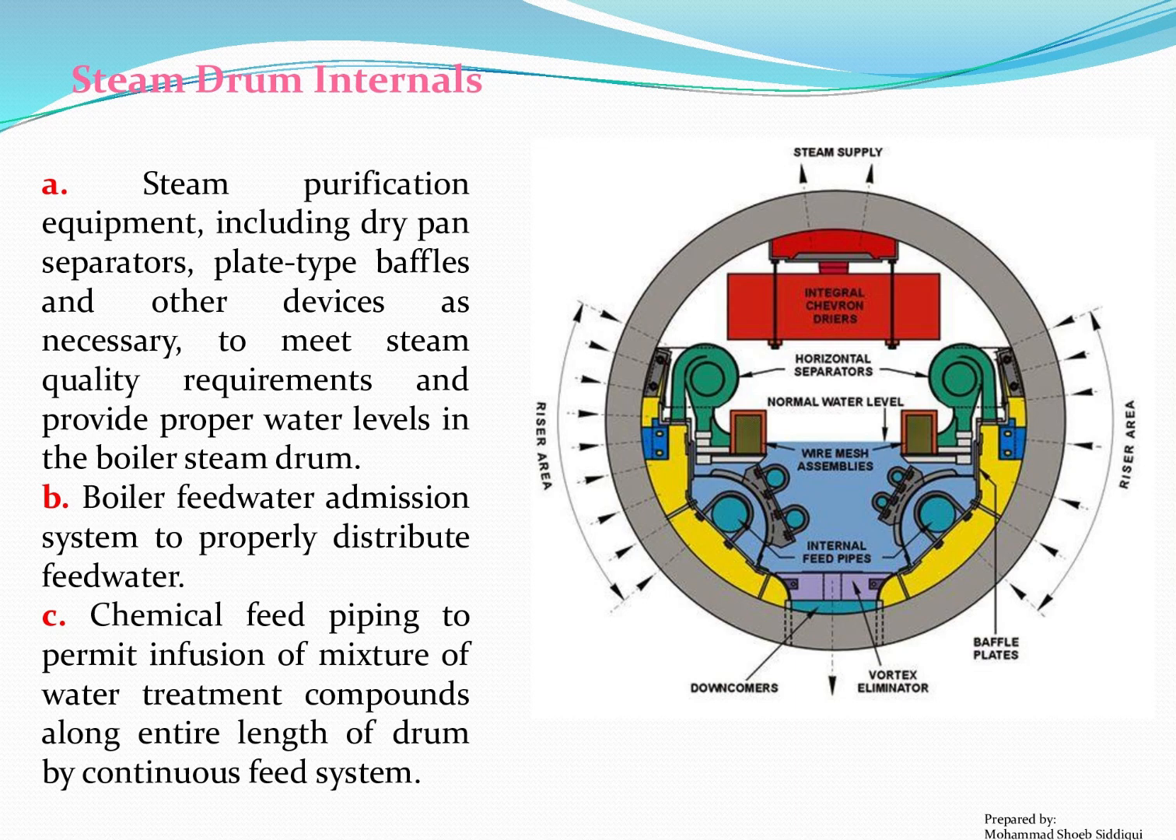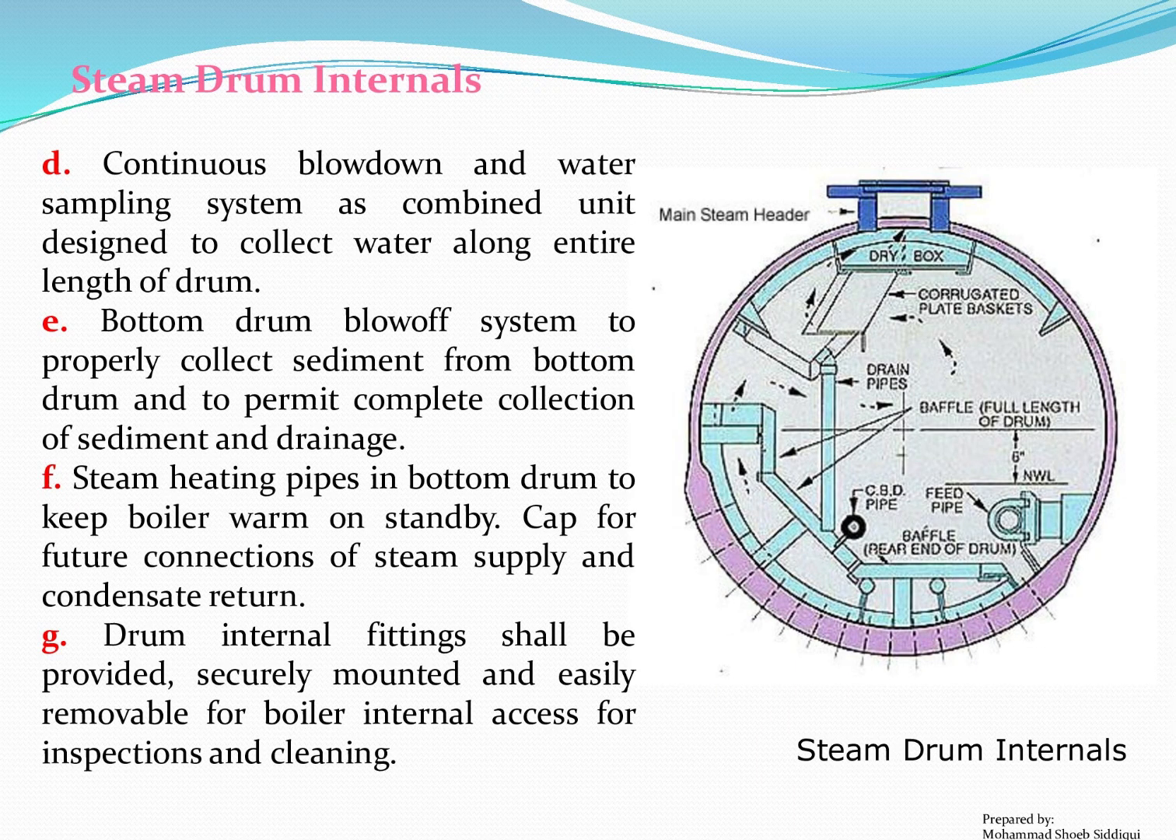C. Chemical feed piping to permit infusion of a mixture of water treatment compounds along the entire length of the drum by a continuous feed system. D. Continuous blowdown and water sampling system as a combined unit designed to collect water along the entire length of the drum. E. Bottom drum blow-off system to properly collect sediment from the bottom drum and to permit complete collection of sediment and drainage. F. Steam heating pipes in the bottom drum to keep the boiler warm on standby.